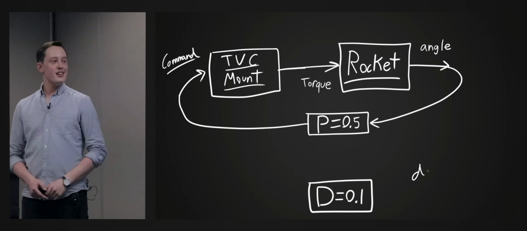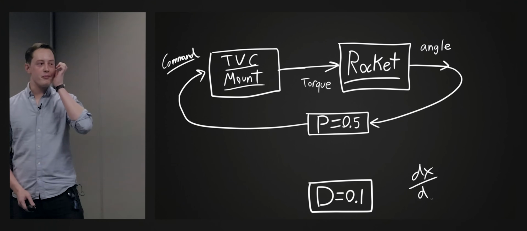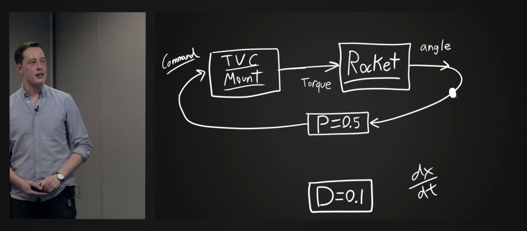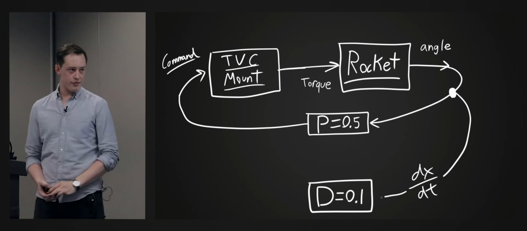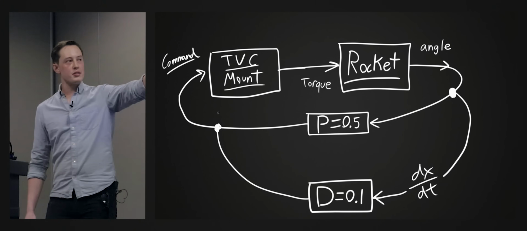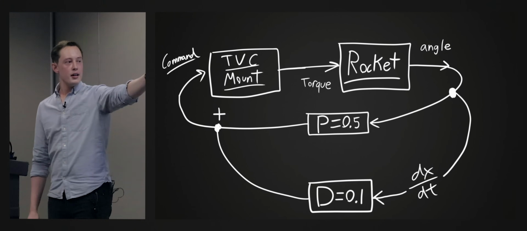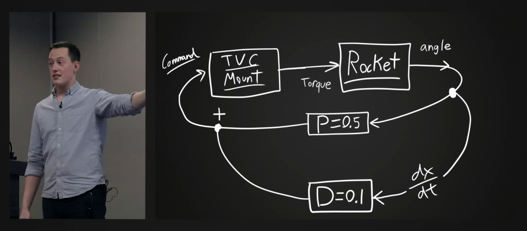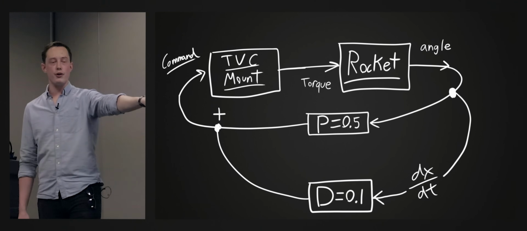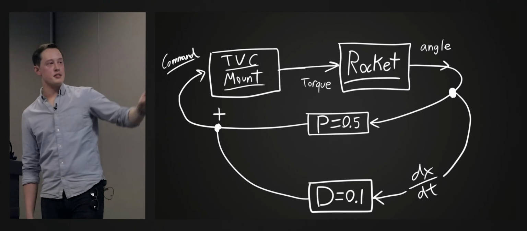From this D signal, we're going to put a little bit of math right here, and I'm just going to say dx over dt. And that represents what's called the derivative of the angle we send into it. So the way this works is the angle is going to come in, something's going to happen with that derivative, and I'll explain that in just a second. Then it's going to get multiplied by 0.1, and then it's going to go back into the system.